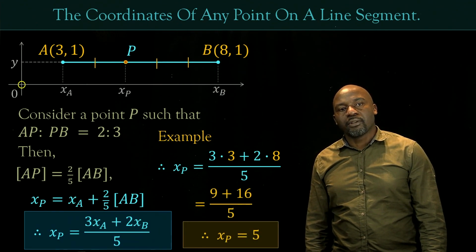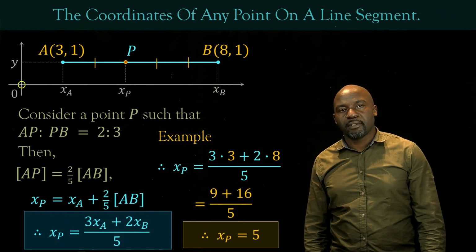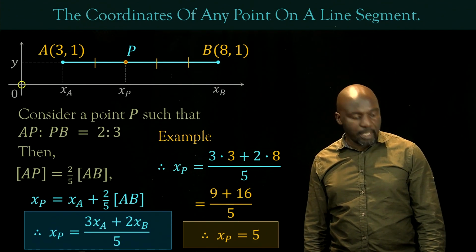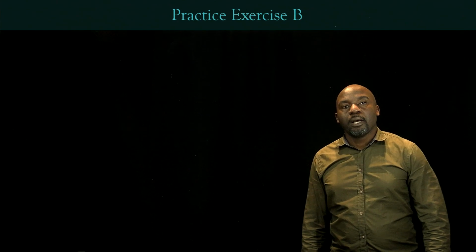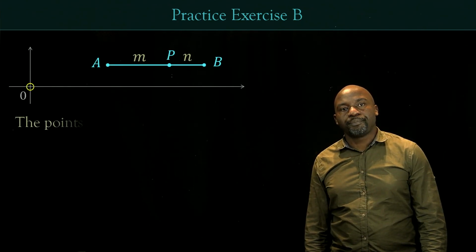Okay, so the x coordinate of point P there has to be 5. So that P is not the midpoint, but we were still able to find its coordinates. Right, here is an exercise for you to try out.